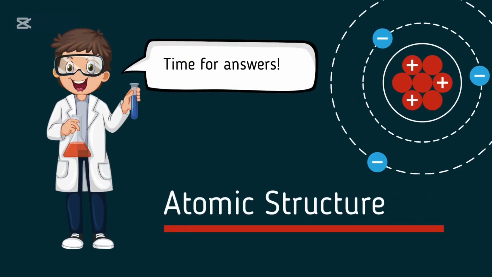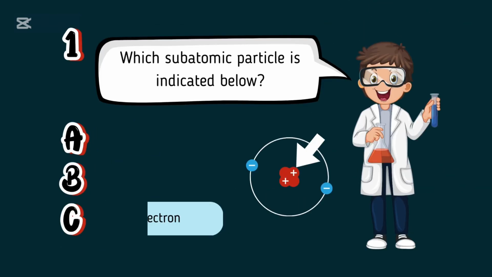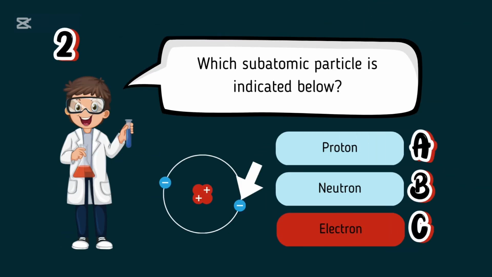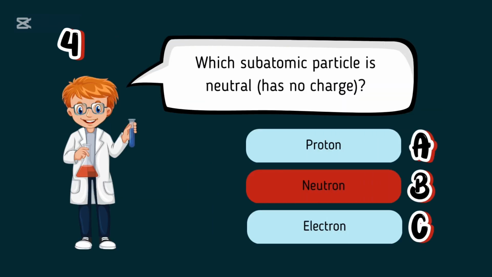Time for answers. This particle is proton. This particle is electron. This particle is neutron.